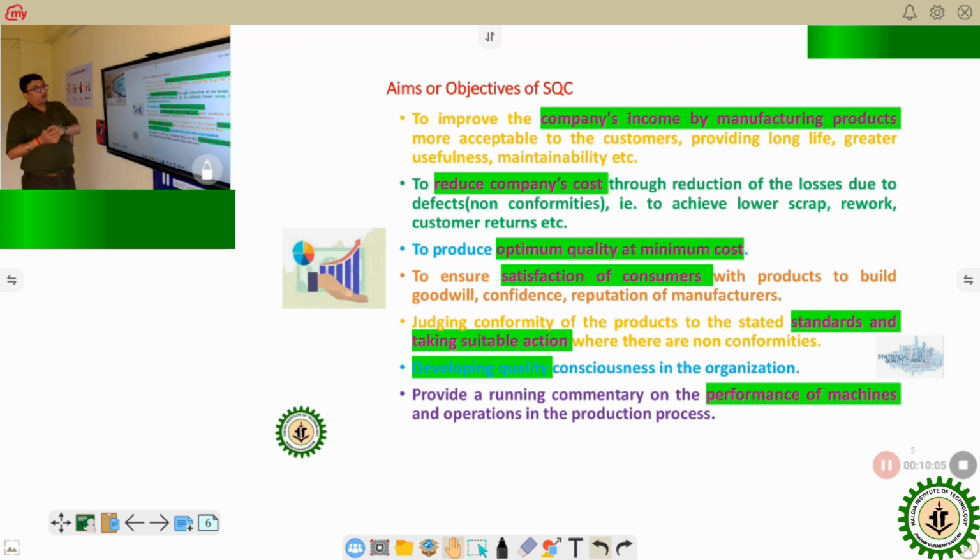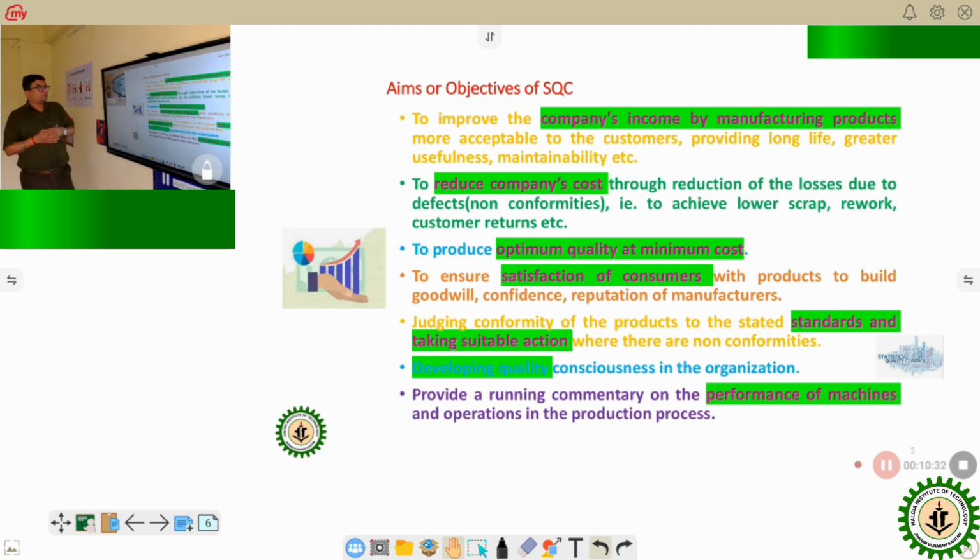So, what is the main objective? Why would any kind of company utilize statistical quality control? Even in an IT company, a chemical company, a steel manufacturing company, or a bakery, why do they generally do this statistical quality control?